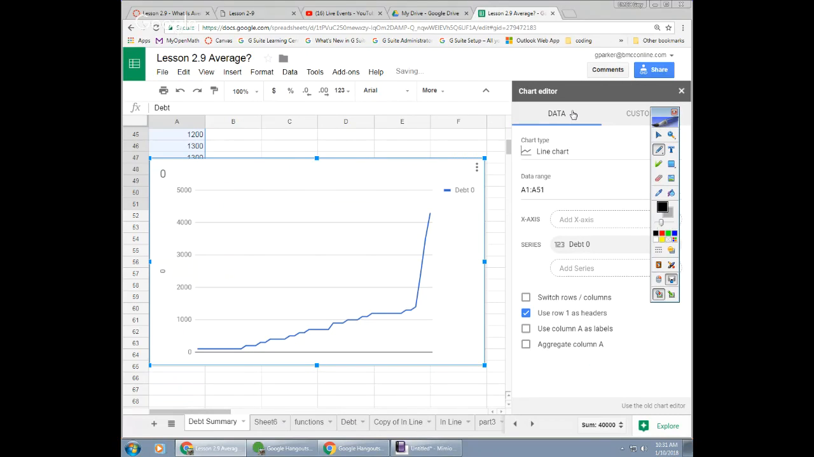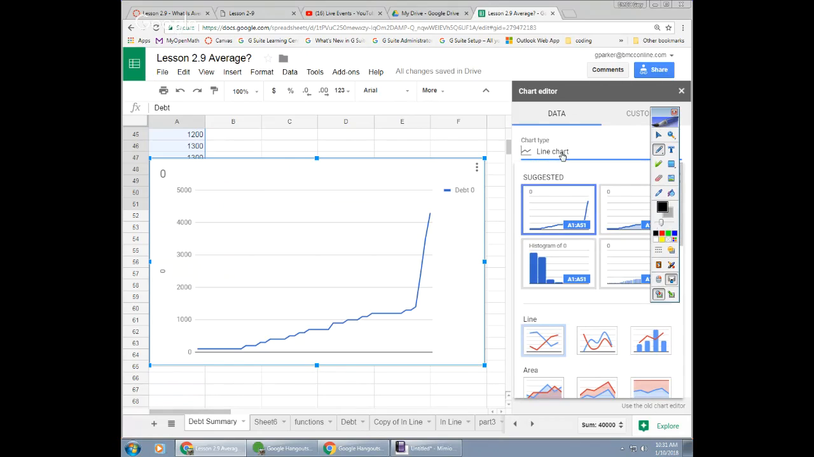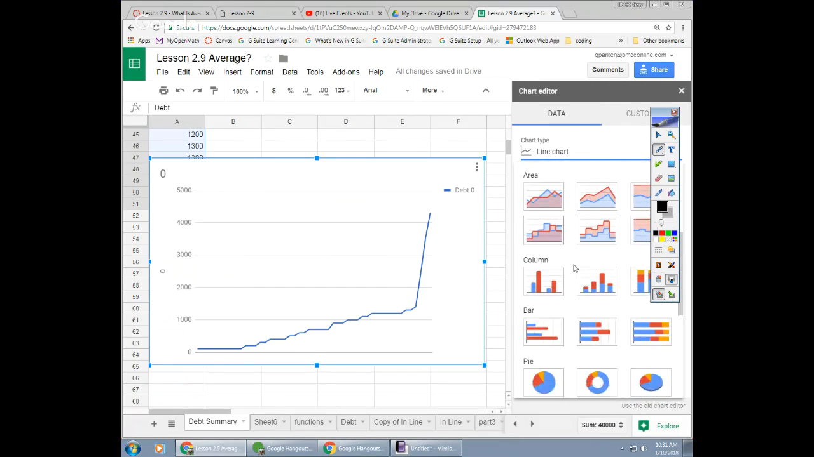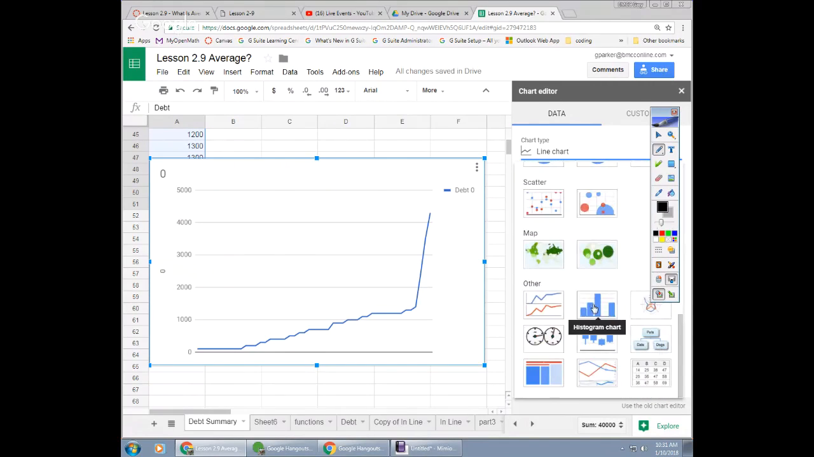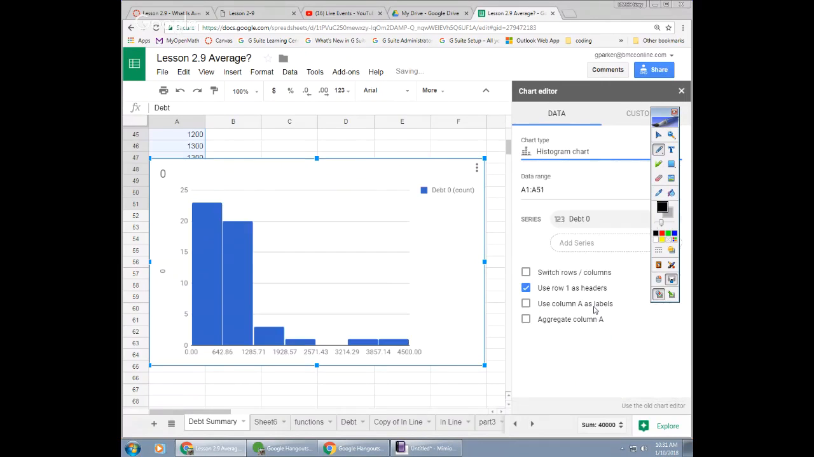Sometimes Google will say, hey, you want a histogram? This time it didn't say that. So I just go over here and switch from line. If I point to it, it'll tell me what it is, histogram. All a histogram does is group things. Google says, okay, let's look at the first 0 to 600, then the next 600 to 1200, 1200 to 1800, and so on. And you can adjust the groupings too. I'm not going to go over that here.